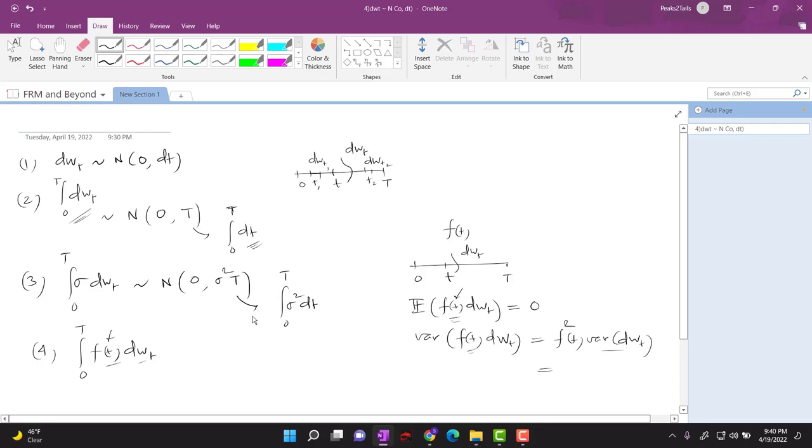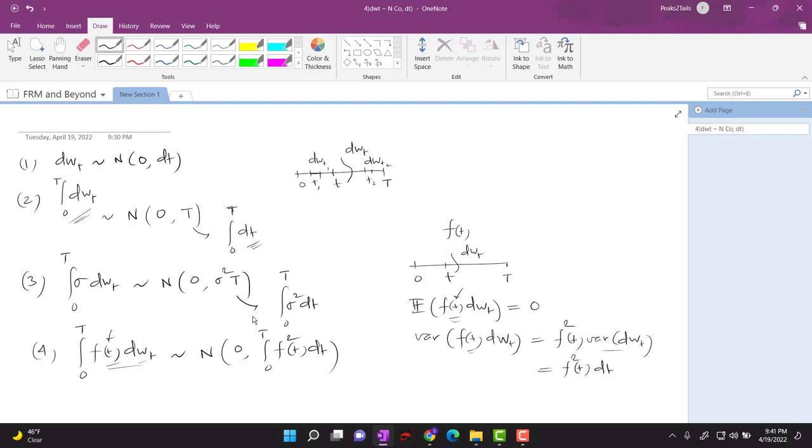All right. So this is the variance of this small element. If we take integration from 0 to capital T, the variances will get added up. So this item is again normally distributed with mean 0, and variance will be the integral from 0 to capital T of f square t dt. All right, so yeah, that's all.